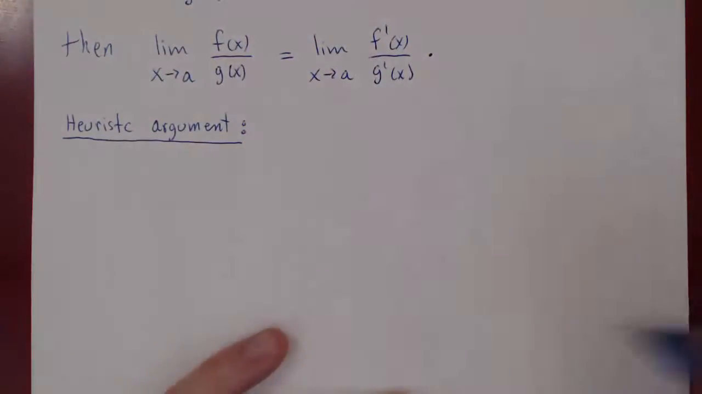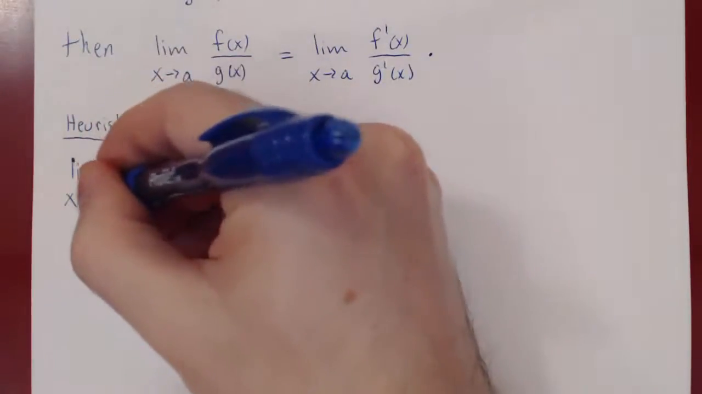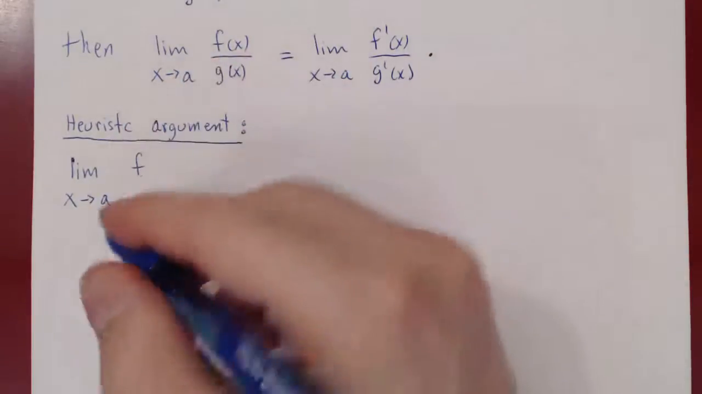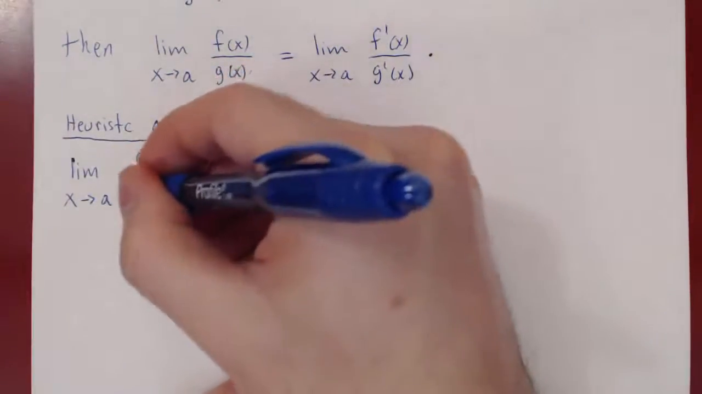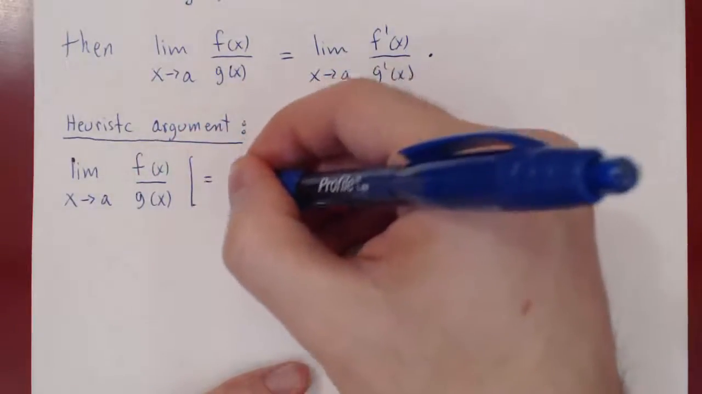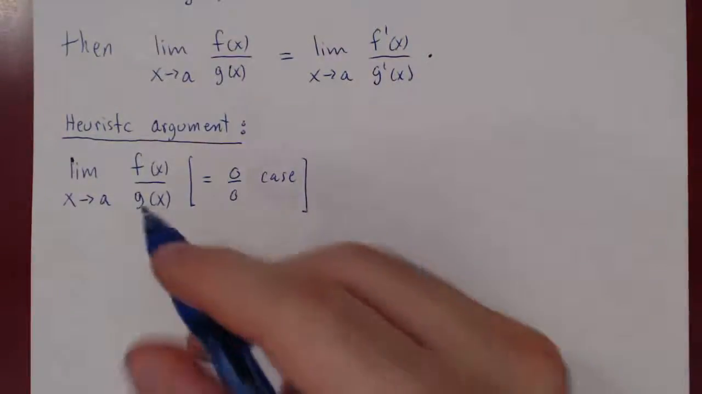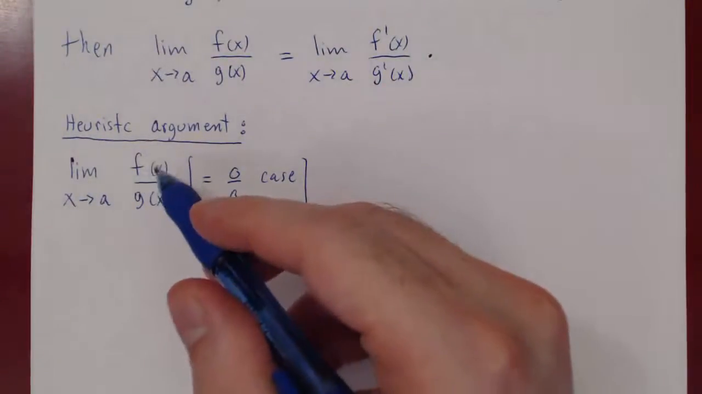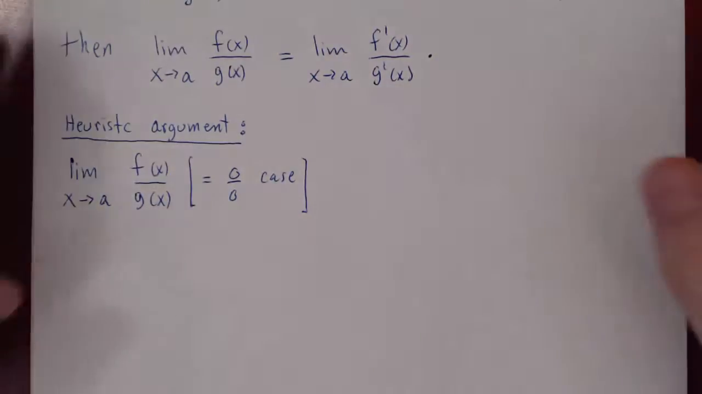So assume we have a limit as x approaches a, and we'll assume that a here is a fixed real number, of f of x over g of x, and we'll assume that we have, in this case, a 0 over 0 case. Let's see how we can transform this so that f of x is replaced by f prime of x, and g of x is replaced by g prime of x.